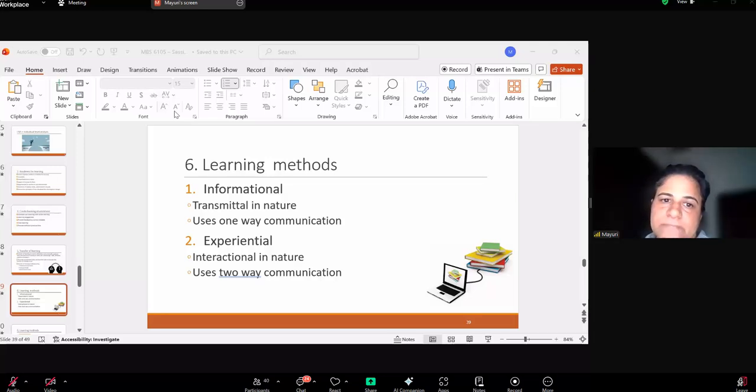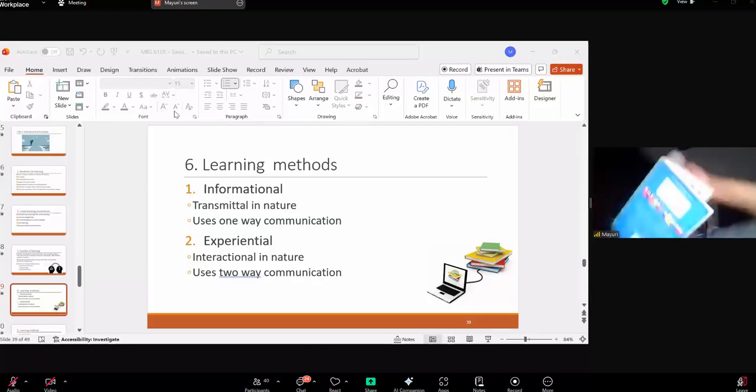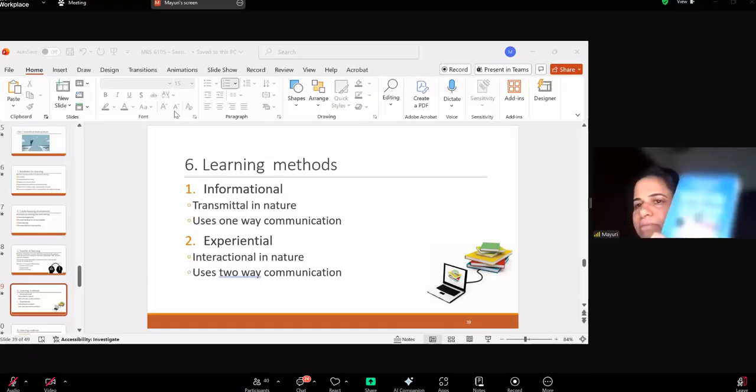One is informational versus experiential. For example, you have books. There is a book like this. In books like these there is information, a written material. We call them explicit knowledge.